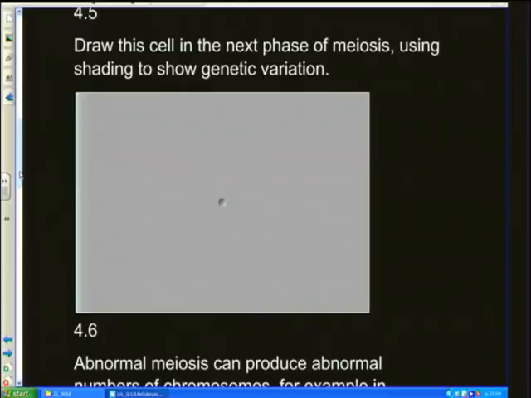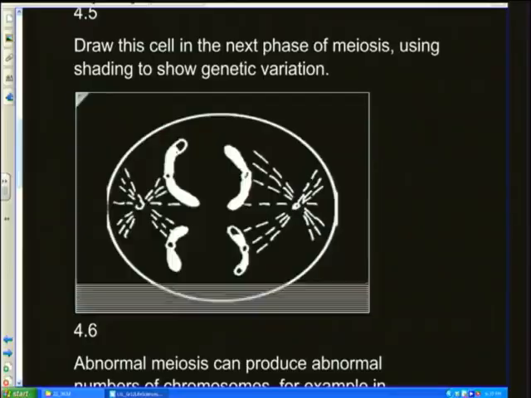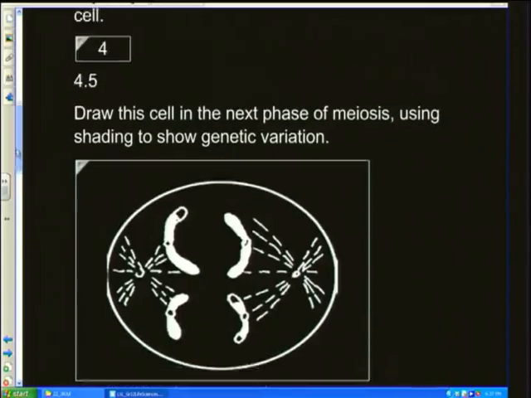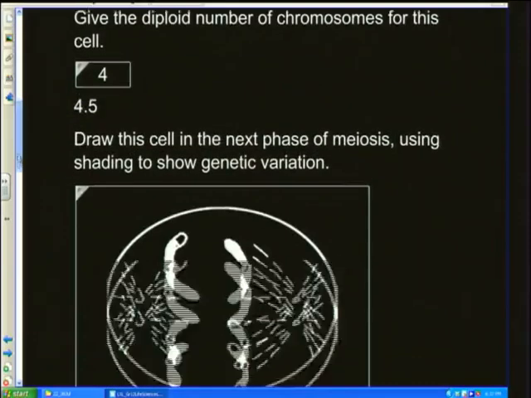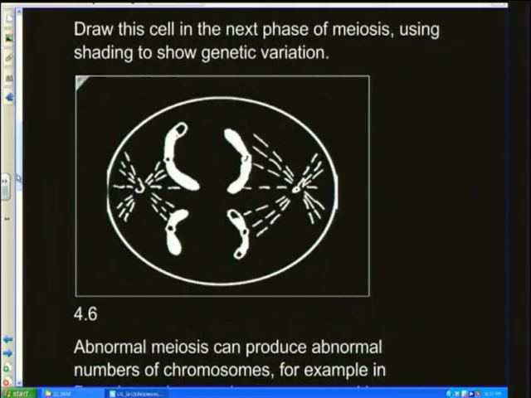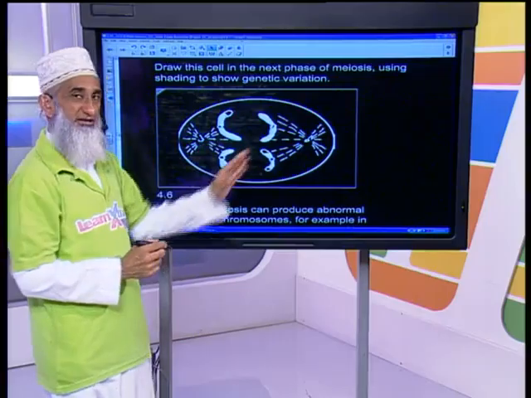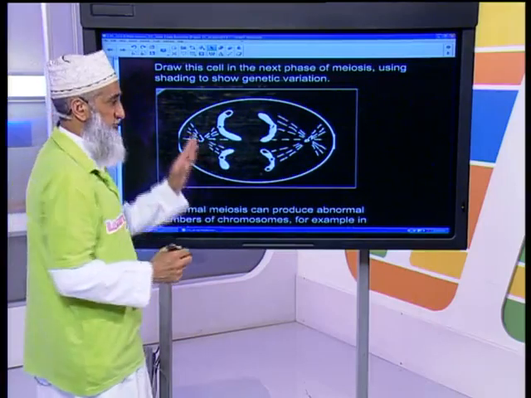Draw the cell in the next phase of meiosis using shading to show genetic variety. So you're showing the next phase, anaphase 2. Why did they say use shading? You need to show these differences there. They gave you marks for drawing the right phase, and for the shading that's done correctly as well. So you know what to do there.